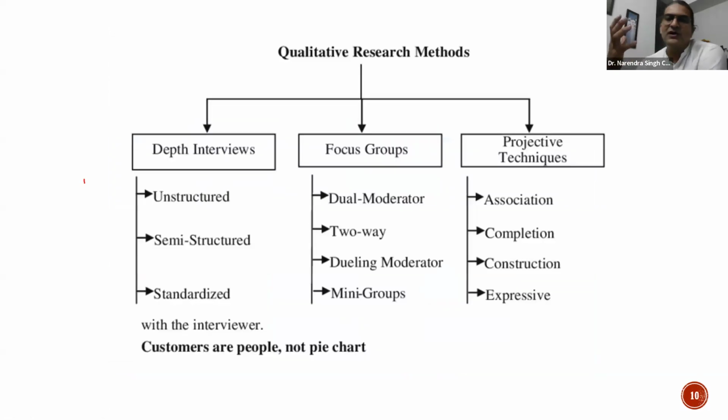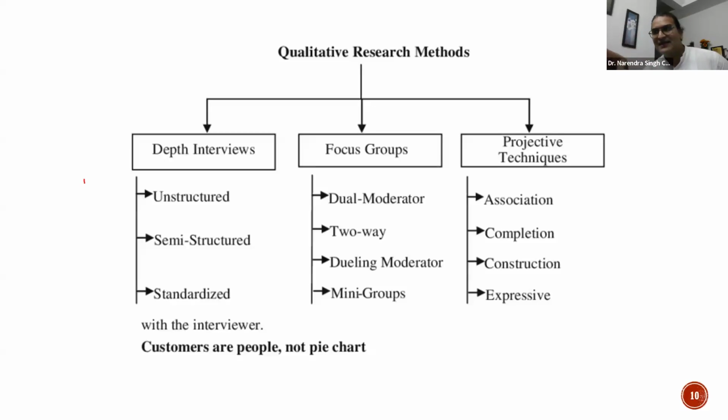Next, what could be the qualitative research methods? As I told you, depth interviews are there. They could be unstructured, in that you made some questions, but you are not following a particular pattern. It is not that question one will be asked, then two, three, four, and so on. So whatever the natural flow is, whatever is coming, you're just asking questions and recording it.